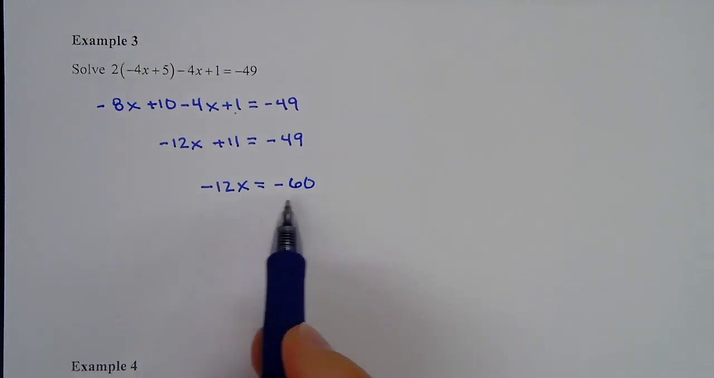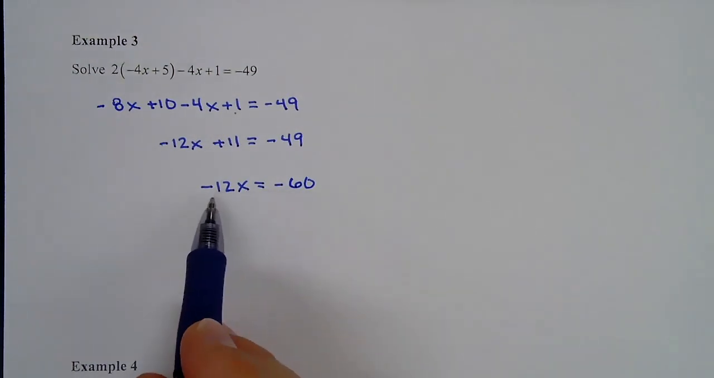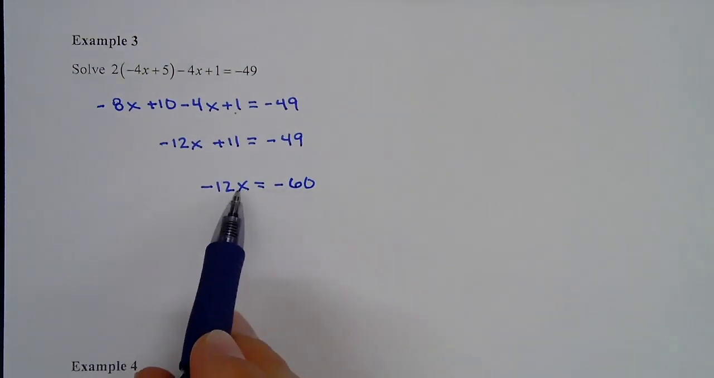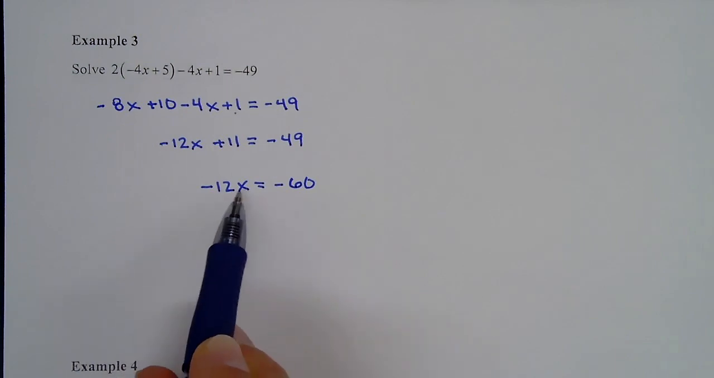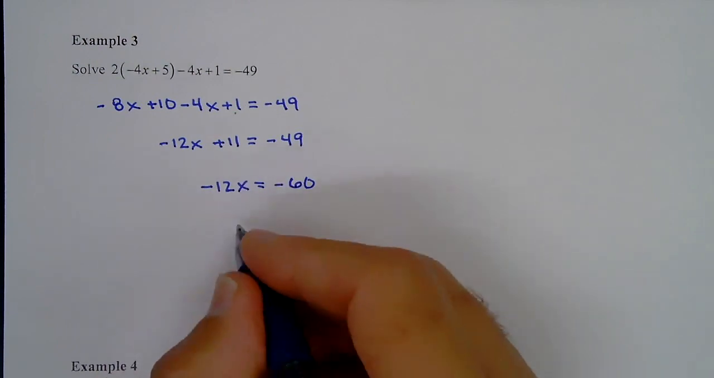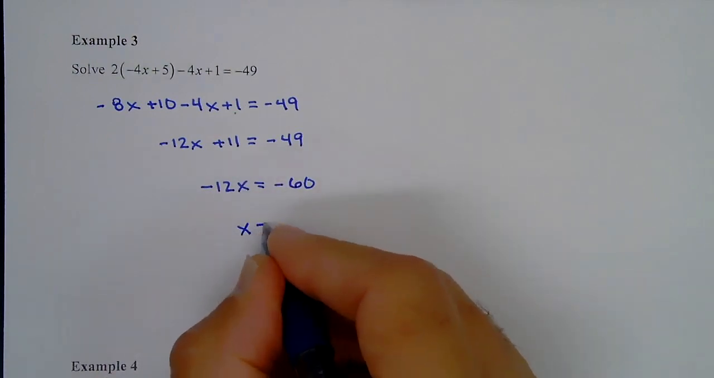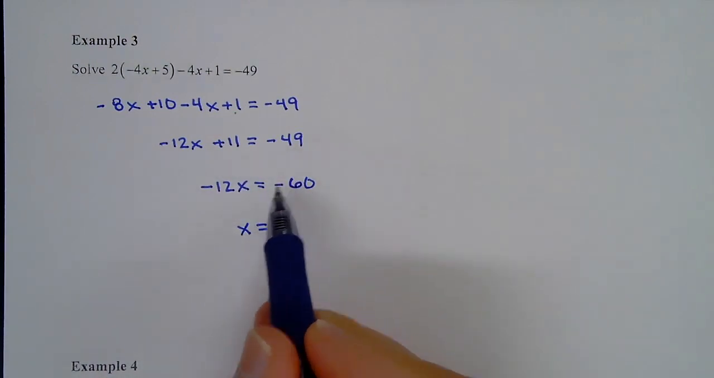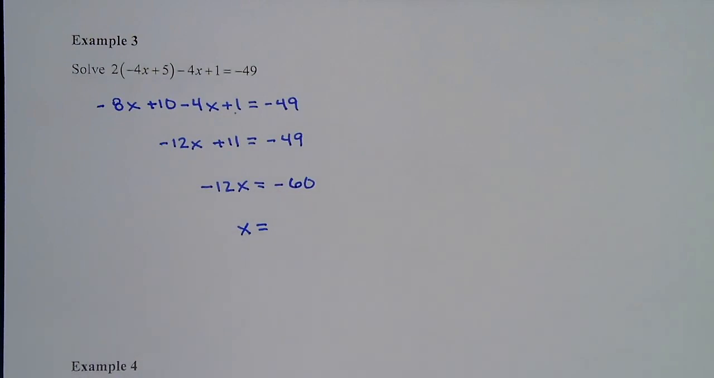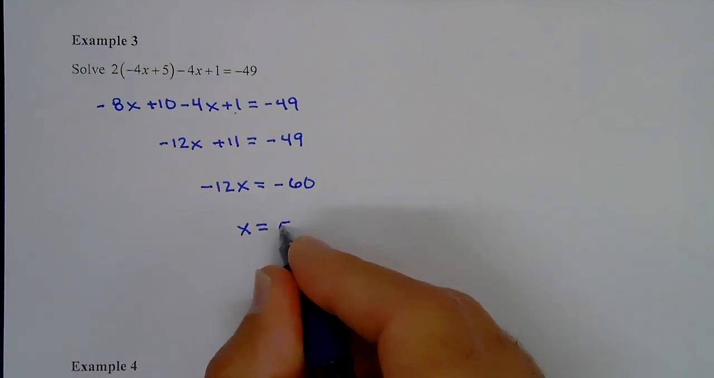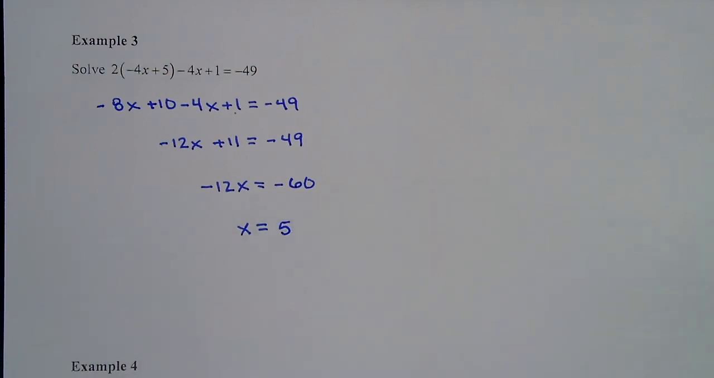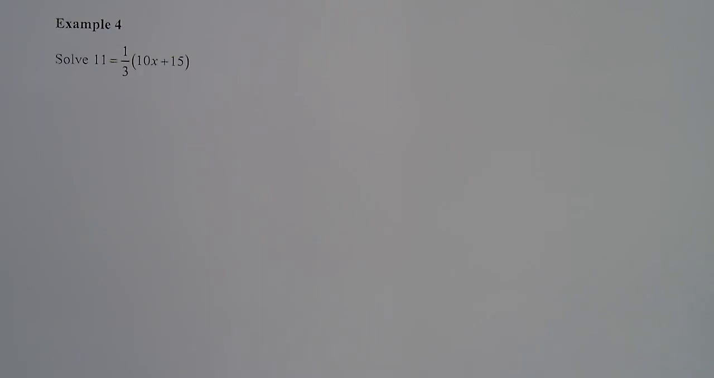And then we would want to divide both sides by -12 to get the x by itself, okay? Because we're multiplying the x by -12. What will undo that is dividing both sides by -12. Dividing this left-hand side by -12 gives us x is equal to, and then -60 divided by -12 would give us a positive, because we're taking a negative divided by a negative. We're going to get a positive, and it would wind up being 5. Okay, so that's example 3. Now let's do example 4.